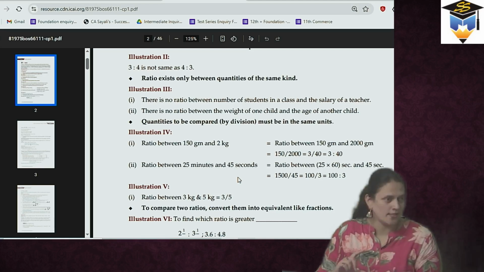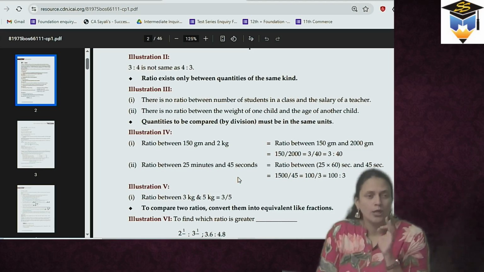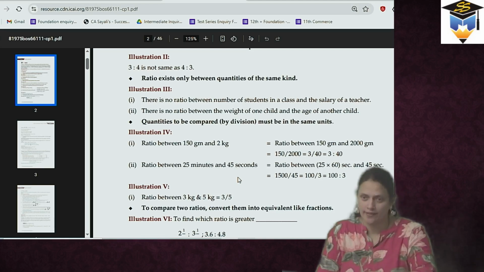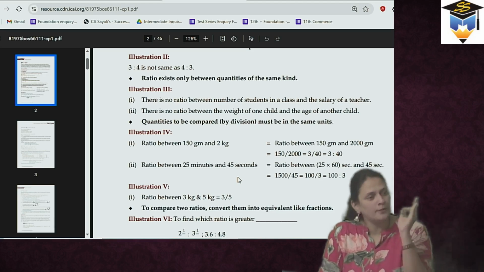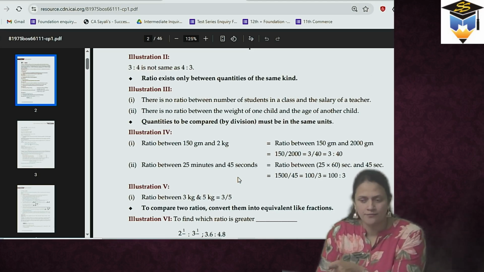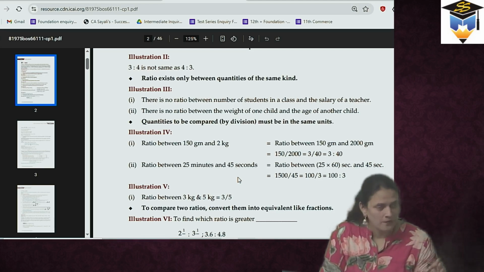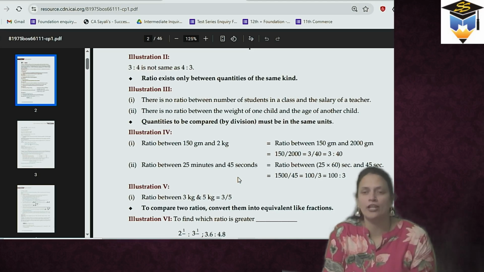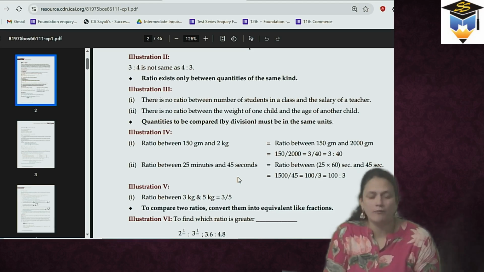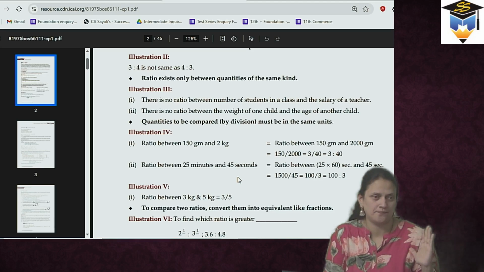As we have discussed, whenever we convert a bigger quantity to a smaller, here 25 minutes will be converted to seconds by multiplying by 60. So 25 multiplied by 60 will give the seconds, which come out to be 1500. The other quantity is 45 seconds. So 1500 divided by 45, convert it to the lowest form to get the answer as 100 upon 3. It's easy, understood?